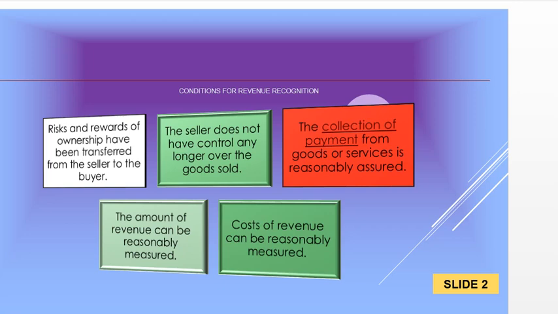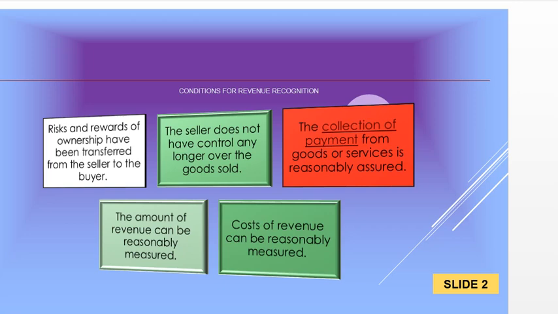Conditions 1 and 2 are referred to as performance. Regarding performance, it occurs when the seller has done what is expected to be entitled to payment. Condition 3 is referred to as collectibility. The seller must have a reasonable expectation that he or she will be paid for the performance.